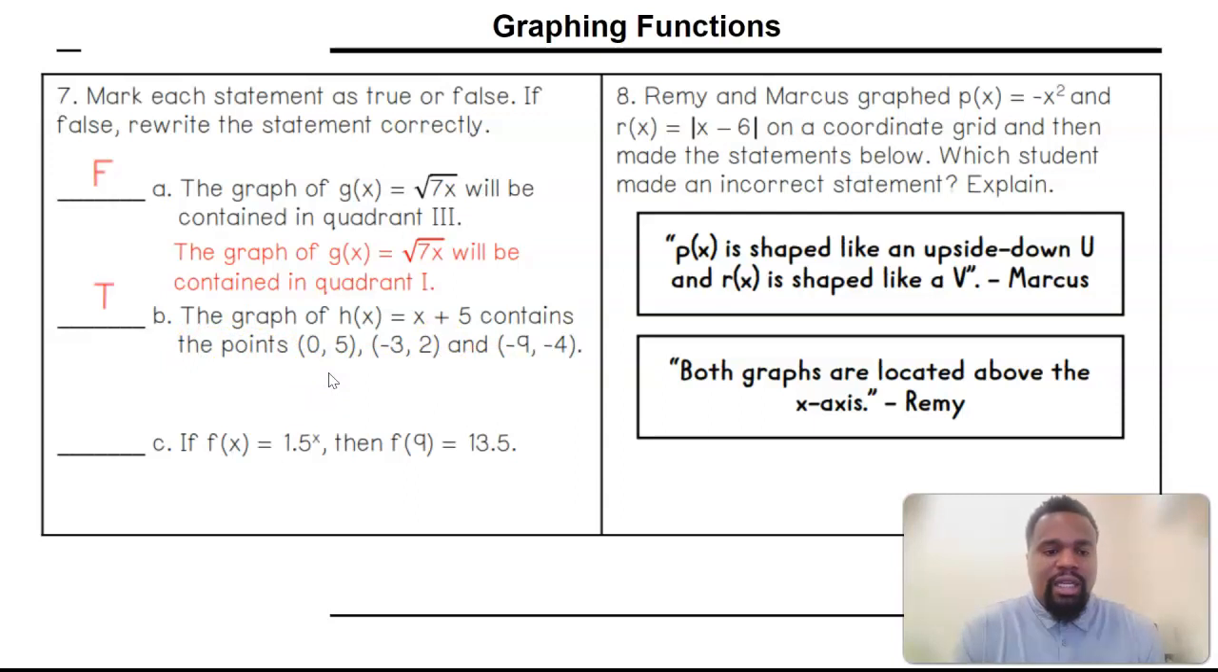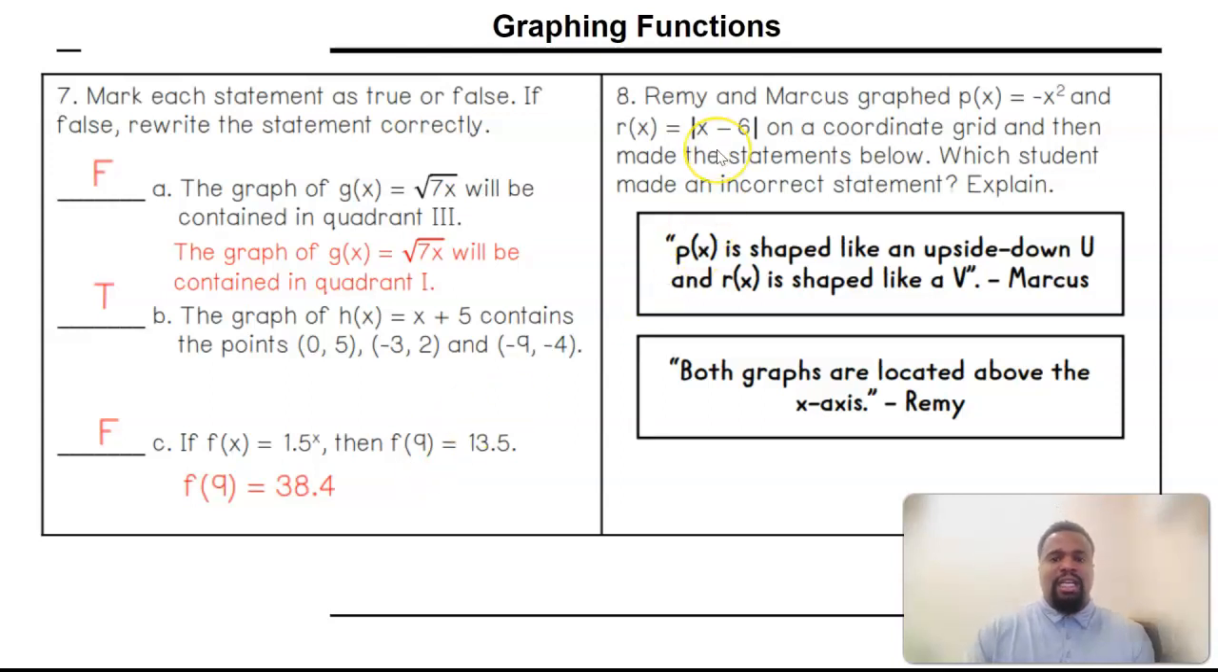All right. Let's look at C. It says if f of x equals 1.5 to the x power, then f of 9 equals 13.5. In other words, we substitute 9 for x and we do 1.5 to the 9th power. It's saying that 1.5 to the 9th power gives us 13.5. But if you do 1.5 to the 9th power, you will actually get 38.4. So this is false.